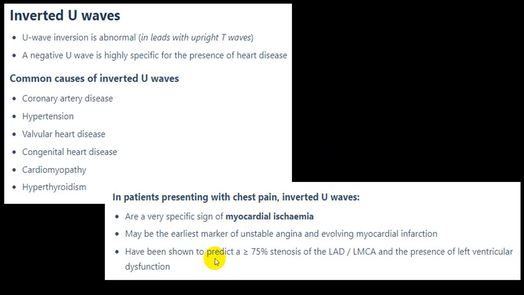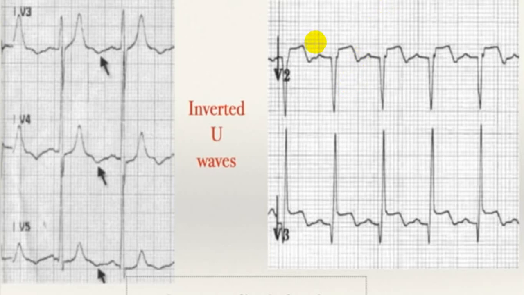And it has been shown that the predictor value almost comes to 75% stenosis of LAD or LMCA will show you inverted U wave. So you must look for that inverted U wave. You can see here a very good U wave inversion. This is ST segment elevation with T wave upright, and this is inverted U wave. This is inverted U wave. You can see here. This is inverted U wave in V3, V4, and even in V5.